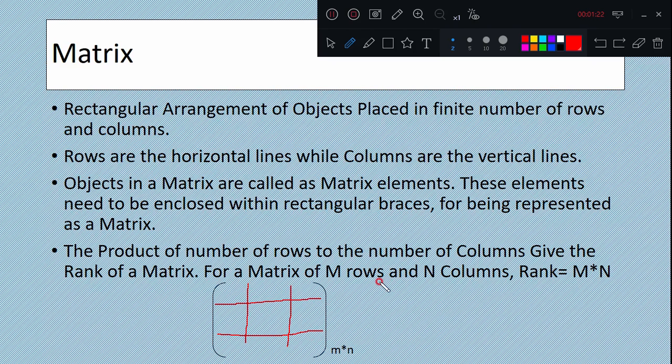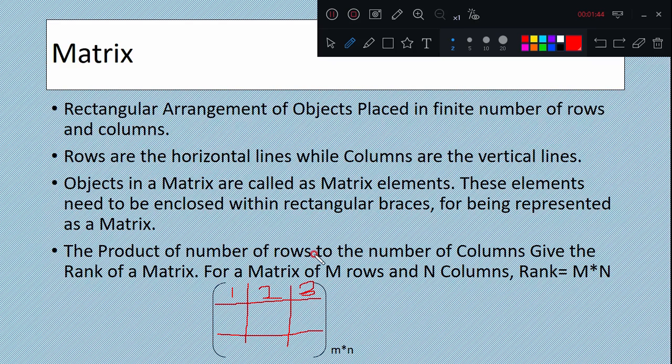vertical lines are dividing the matrix in three different regions, then we can say these are the columns. Fine. Now objects in a matrix are called matrix elements. These elements need to be enclosed within rectangular braces. That means these for being represented as a matrix. Now, for any element to be written in matrix form, we need to write it like 1, 2, 3 in rows and columns. Fine.